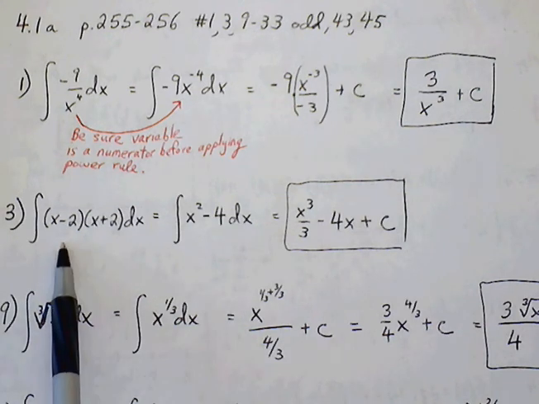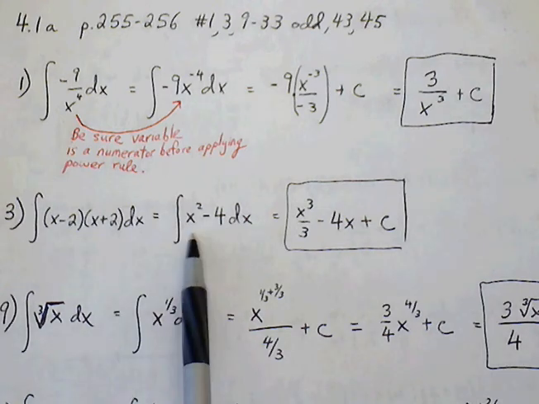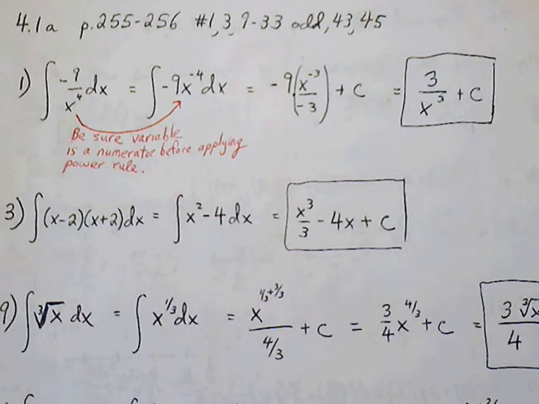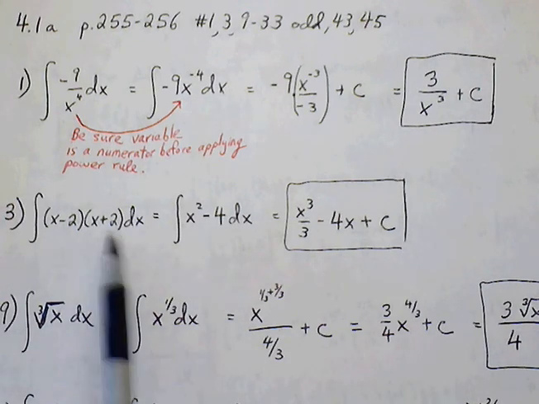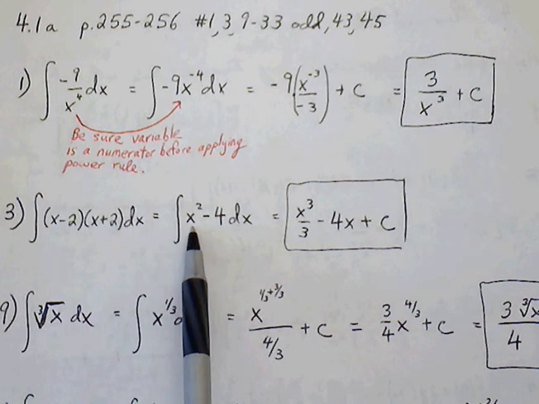Okay, number 3, we want to find a way to combine the terms so we can get rid of the parentheses and treat each like a separate problem. Once we split everything up using plus or minus, then we can treat each term as a separate problem with a specific rule. So we follow this out, we get x squared minus 4, so now we can apply the appropriate rule for each. This is power rule.